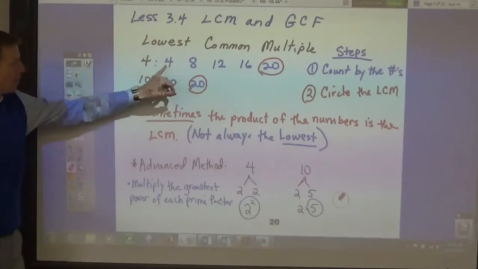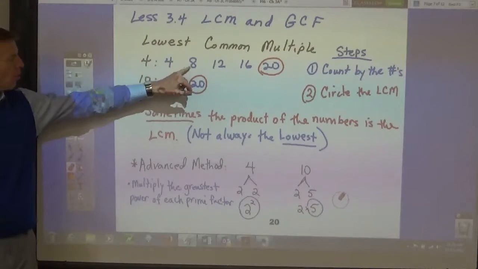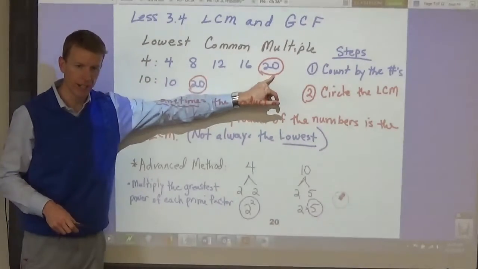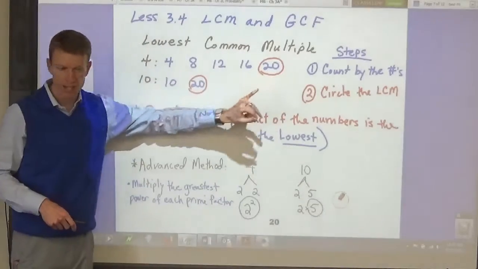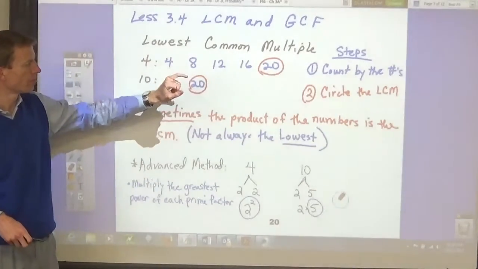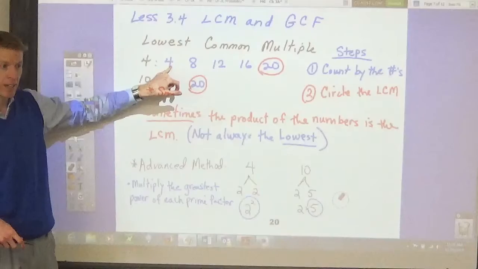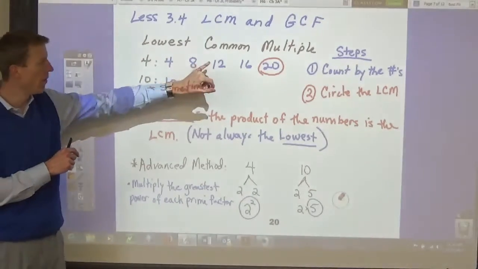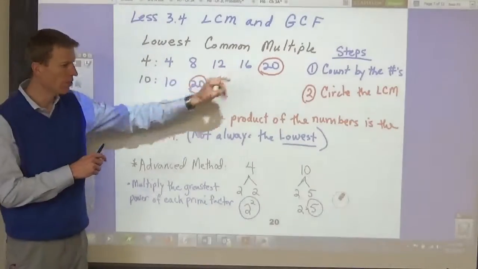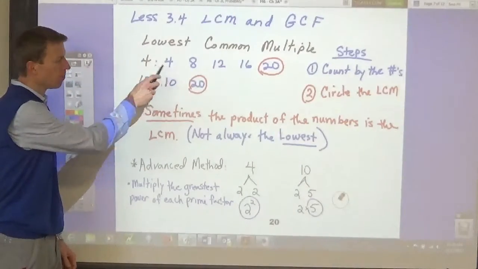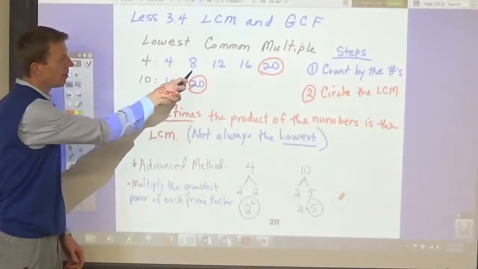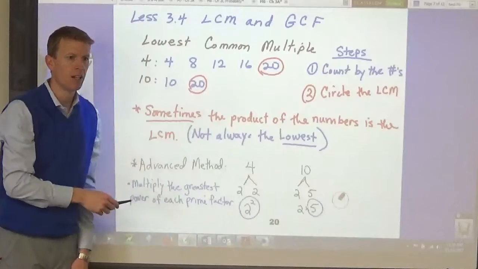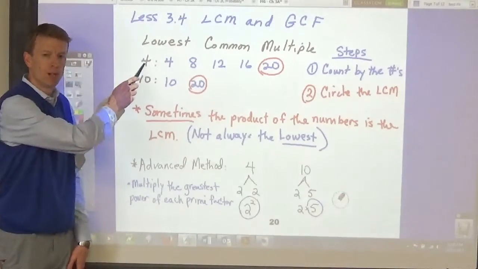So to add 4 plus 4 plus 4 plus 4 plus 4. Okay? That's counting by the number. Another way is to multiply them by 1, and then by 2, and then by 3, and then by 4. So 4 times 1 is 4. 4 times 2 is 8. 4 times 3 is 12. Do you know what's the sixth multiple of 4?